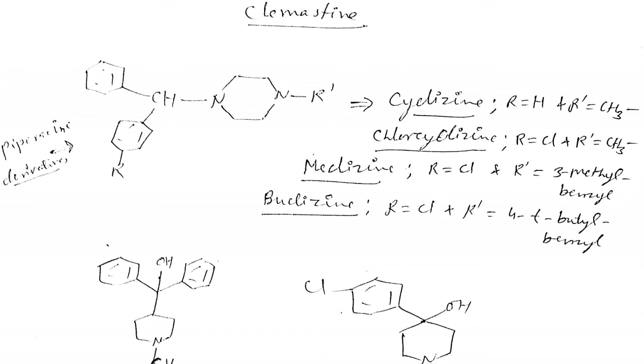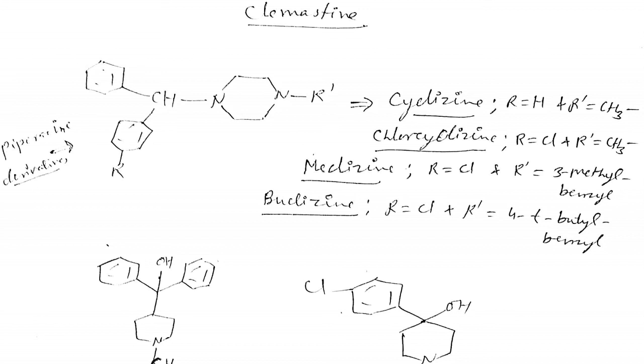In piperazine derivatives, there is a methylene group. This methyl group is substituted by a benzene group, 1,4 substituted benzene, meaning either methyl benzene or chlorobenzene. So these substitutions may be methyl or chloro groups at R, and R dash. The piperazine nucleus is attached to another carbon, and at the 4 position, the nitrogen is substituted by R dash. R dash may be the methyl group, the 3-methyl benzyl group, or the 4-tertiary butyl benzyl group. So that is the naming.